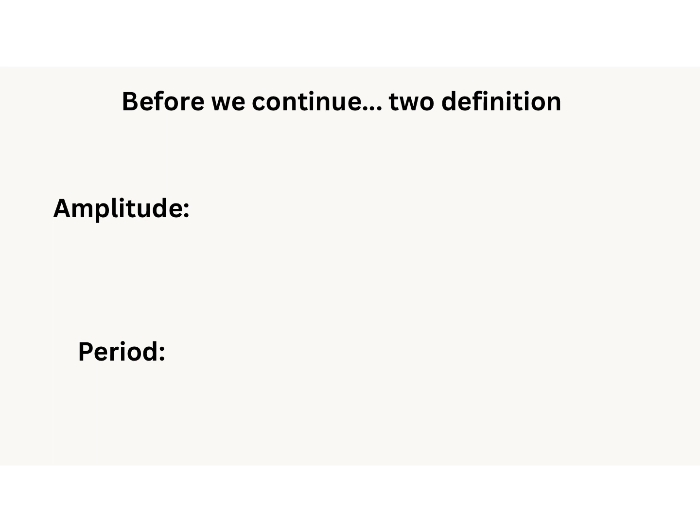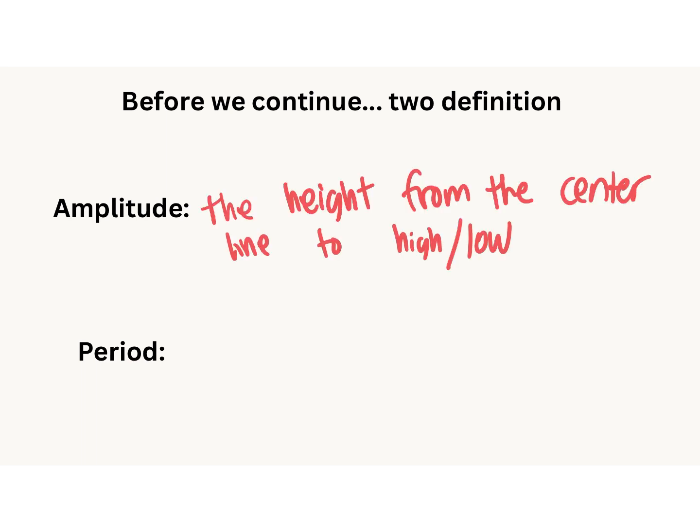So an amplitude is the height from the center line to high or low. Like I just talked about, these graphs are going to be an oscillation. They're going to go up and down at the same kind of measure. So that distance from the center line of that oscillation to the top or the bottom, the high or the low point, is our amplitude.